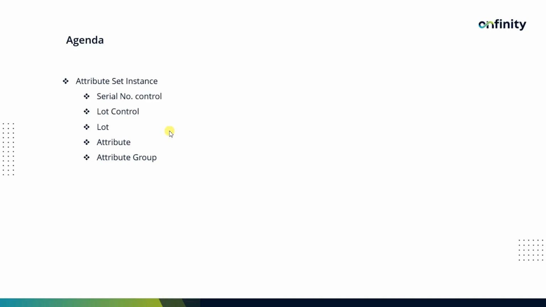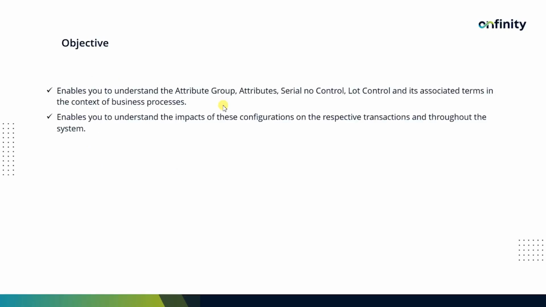We will then look at the lot screen on the Onfinity ERP, where all lot records are stored and managed. Following that, we will understand attributes. These are product characteristics like color, size, and material that are defined using an attribute screen. Finally, we will examine attribute groups, where we will see how related attributes can be grouped together and assigned to a product.